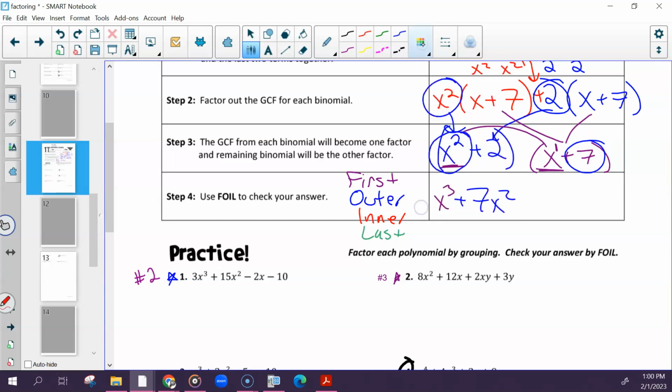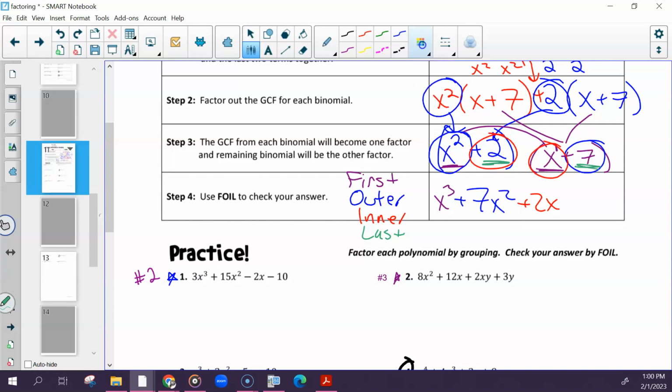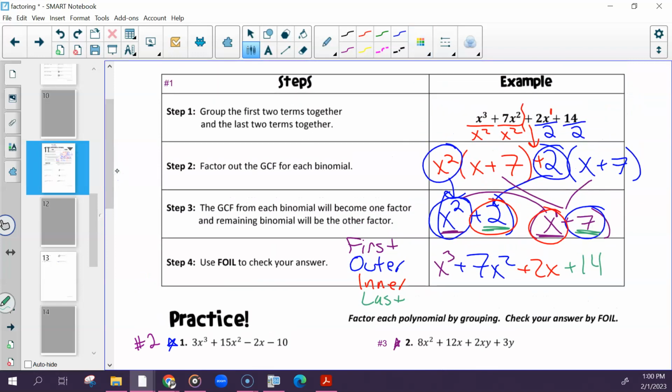The inner would be the opposite of what I just said, so that inner two terms, 2 times x, 2x. And then the last terms would be the opposite of the first. 2 and 7. So then if we compare that to the original, we have x to the third, 7x squared, 2x, and 14.